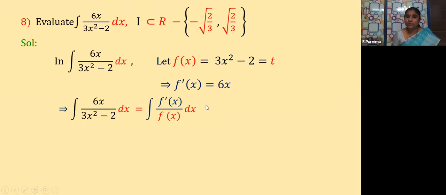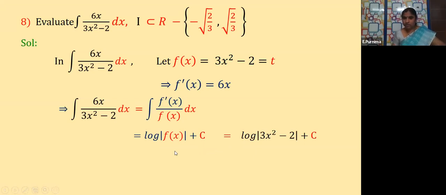Then what will be our answer? It should be log f of x plus c. What is our f of x here? 3x square minus 2. It is nothing but log 3x square minus 2 plus c. So this is our answer.